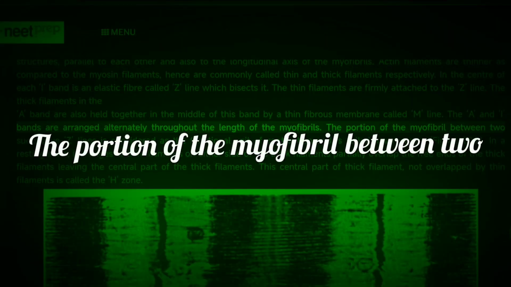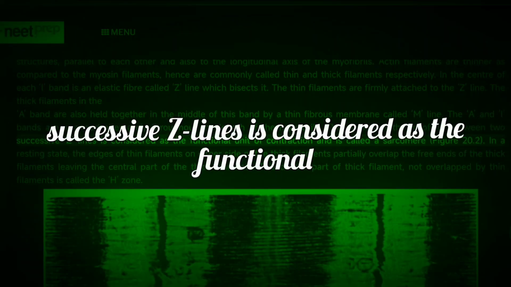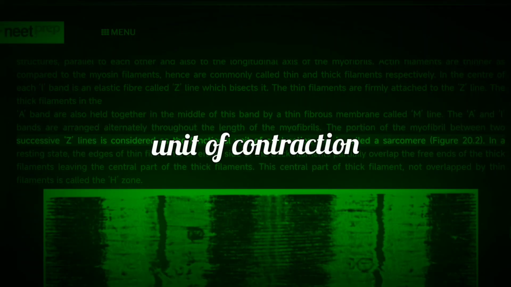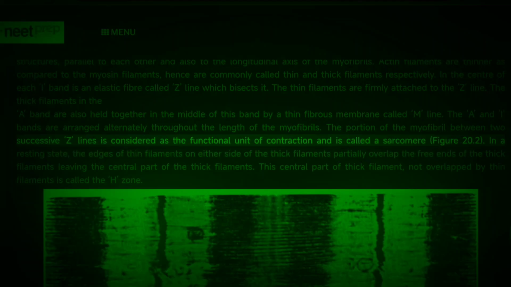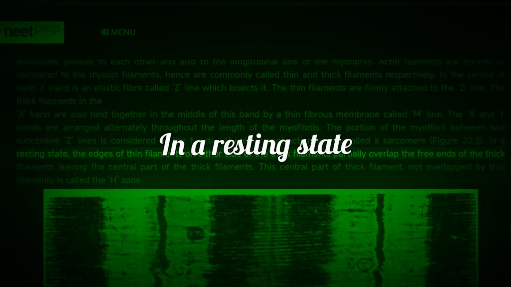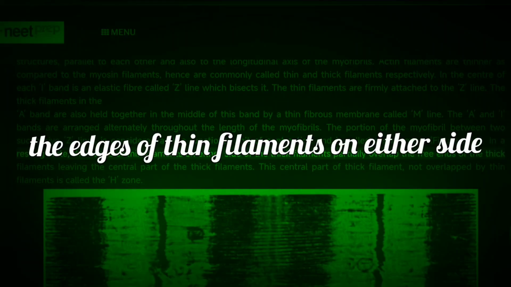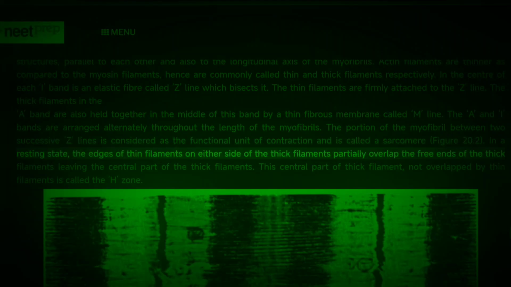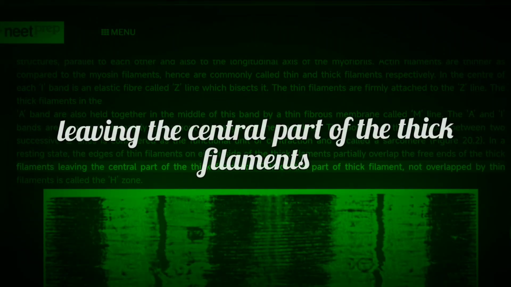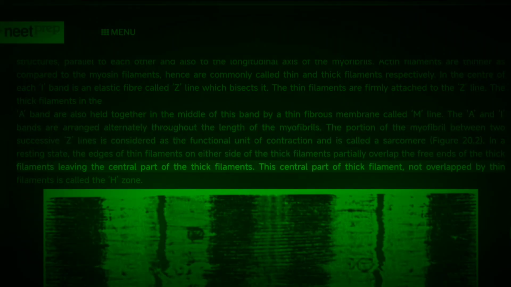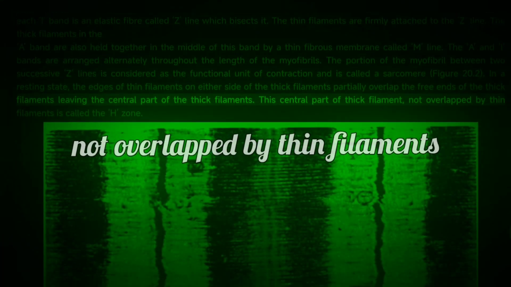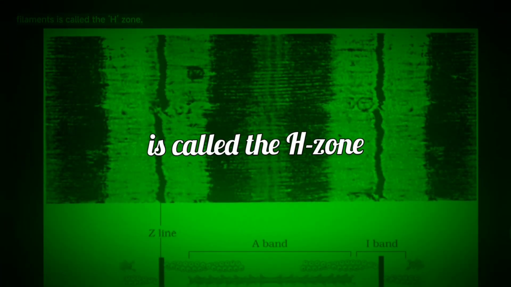The portion of the myofibril between 2 successive Z lines is considered as the functional unit of contraction and is called a sarcomere, Figure 20.2. In a resting state, the edges of thin filaments on either side of the thick filaments partially overlap the free ends of the thick filaments, leaving the central part of the thick filaments. This central part of thick filament, not overlapped by thin filaments, is called the H-zone.